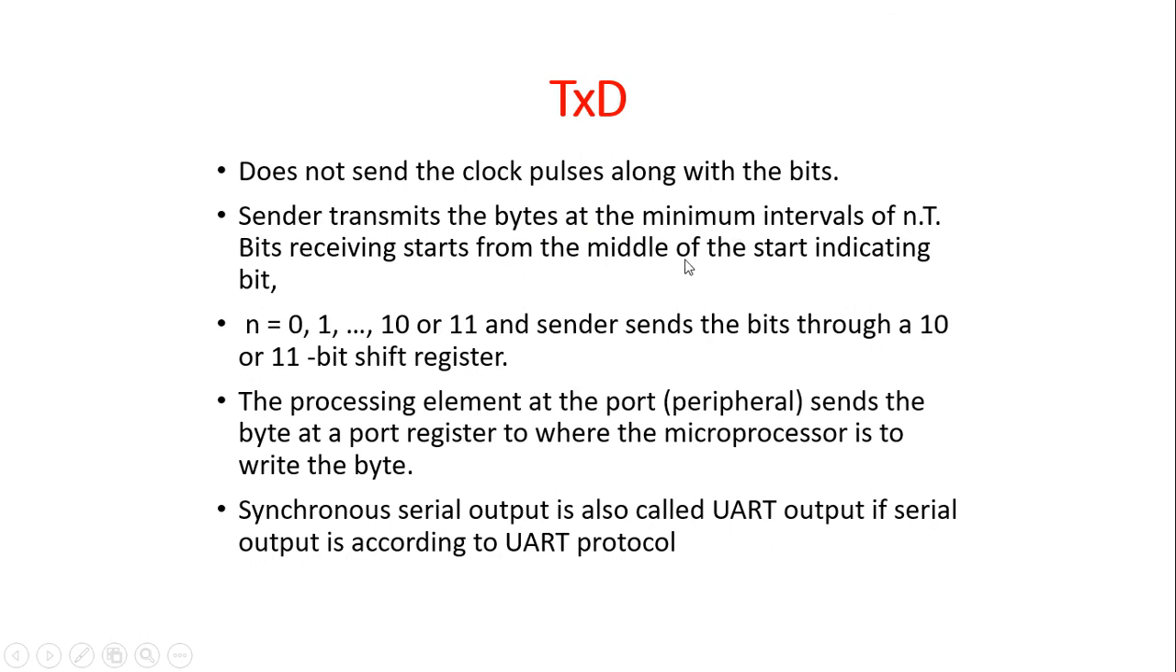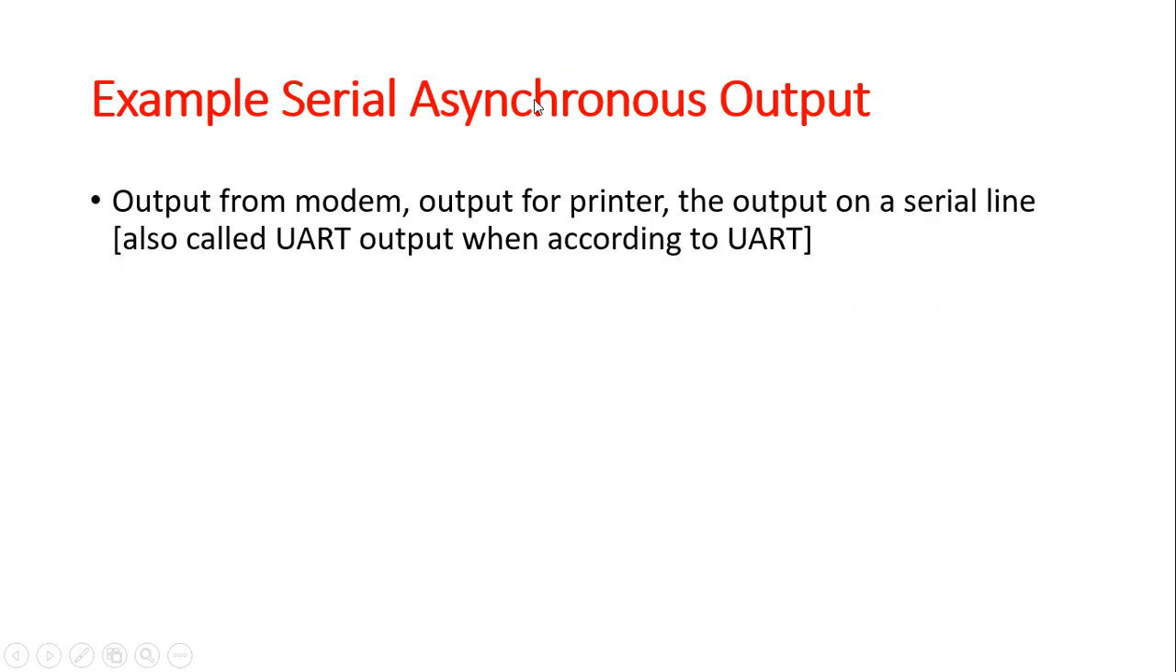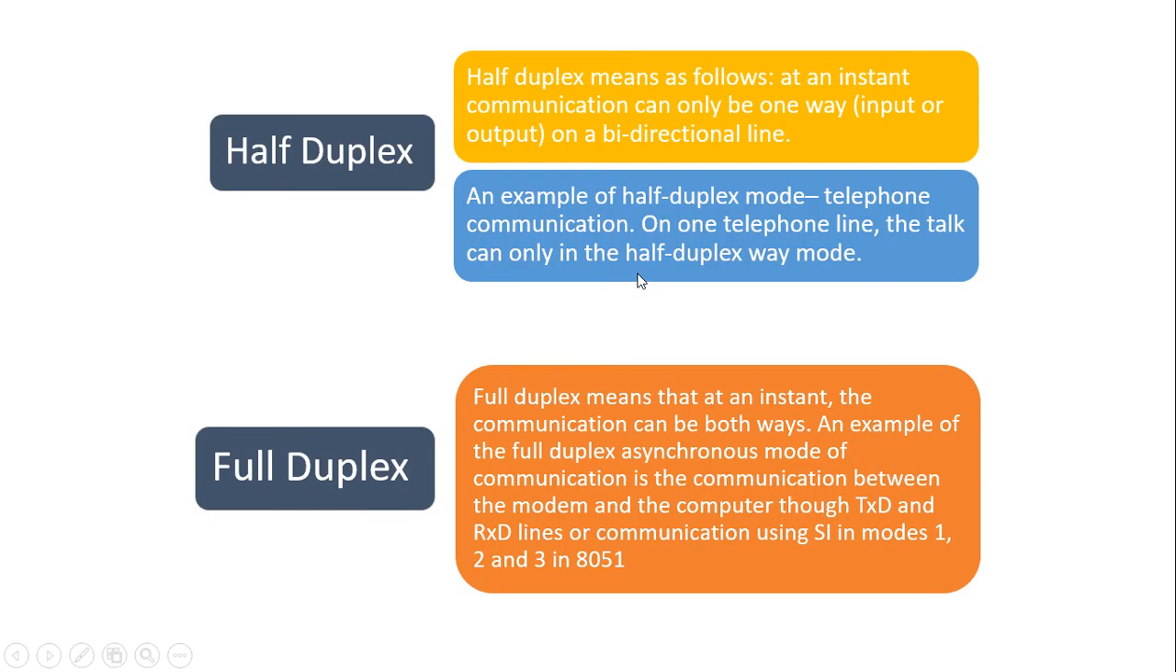The bits' transmission starts from the middle of the starting indicating bit. N is equal to 0, 1, up to 10 or 11, and the sender sends the bits through the 10 or 11-bit shift register. The processing element at the port sends the byte at a port register to where the microprocessor is to write the byte. The asynchronous serial output is also called a UART output if the serial output is according to the UART protocol. Examples of serial asynchronous output are the output from a modem or from a printer, the output on the serial line, also called a UART output when according to the UART protocol.